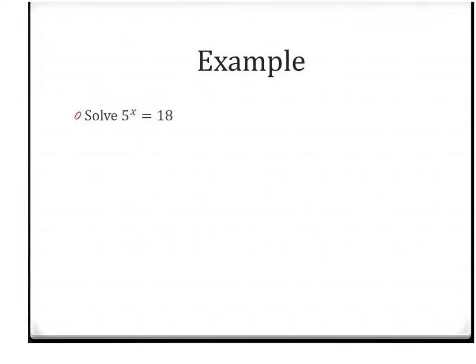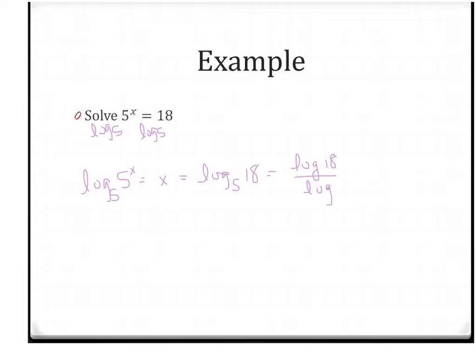There's no way for me to write 18 as 5 to some power. And so I want to take the log of each side. So what base do I want to use? I want to use 5. So I'm going to do log base 5 of the left and log base 5 of the right. Because log base 5 of 5 to the x is just x, which is going to equal log base 5 of 18. Using your change of base, that's log 18 over log 5.